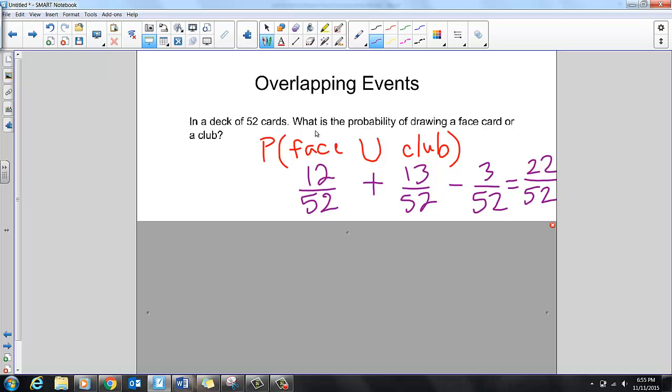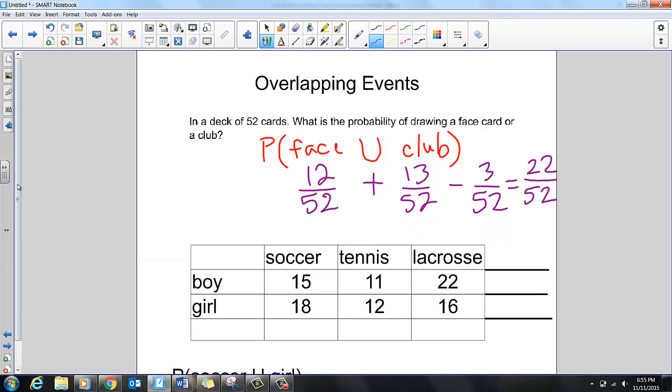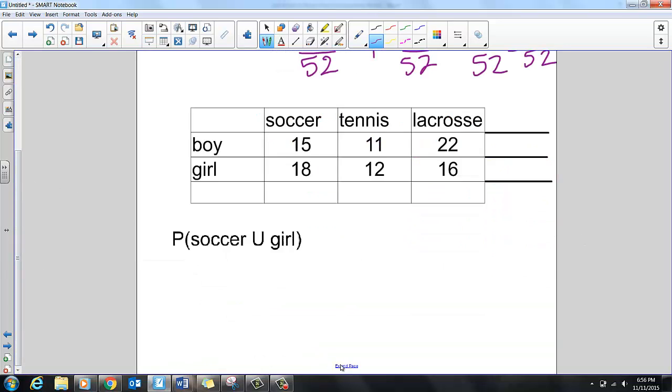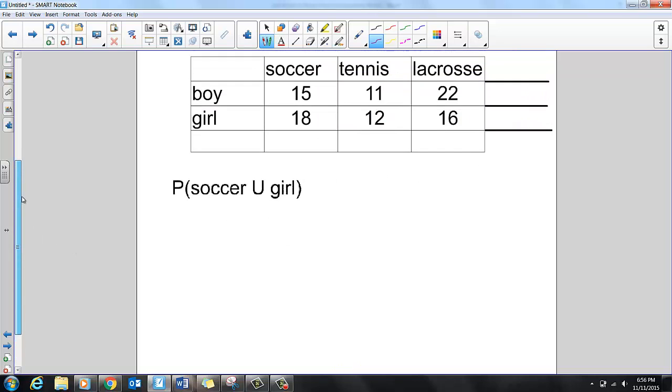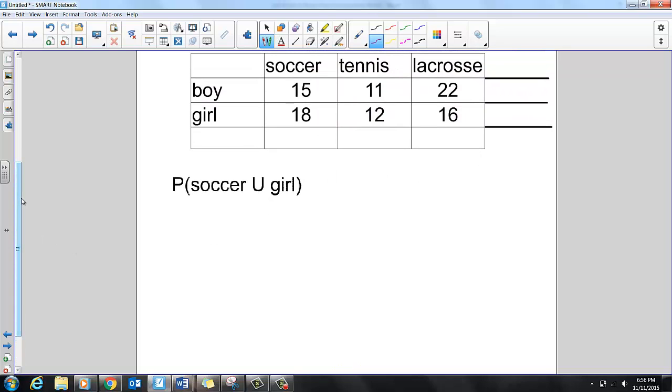I highly recommend that you write it out like this rather than just try to read it off the question. All right, when we're involving a table, all right, totally new problem, has no relevance to the cards. We got a table of soccer, tennis, and lacrosse players, boys and girls. So first thing we should do is add these up. So this is going to be 33. This thing's going to be 23. Lacrosse will be 38. All right, the number of boys that we have is going to be 48.